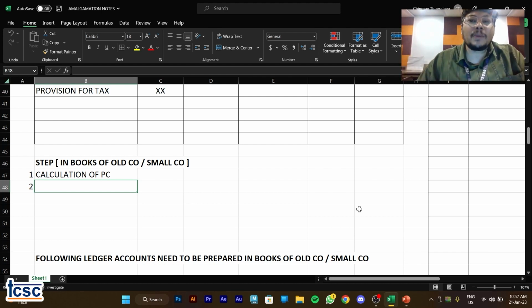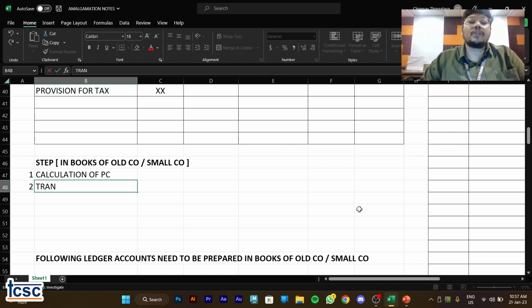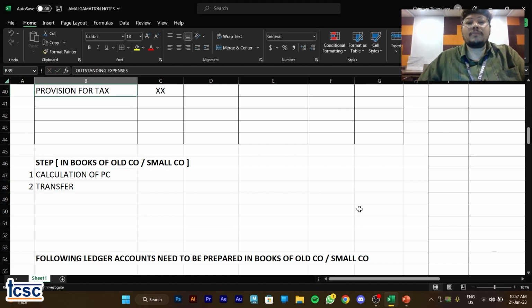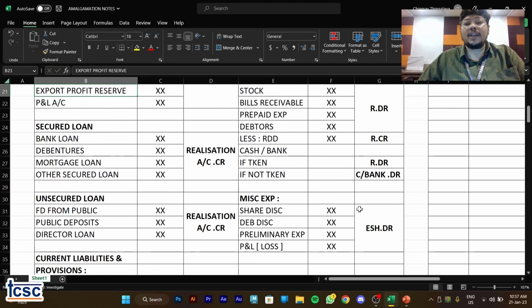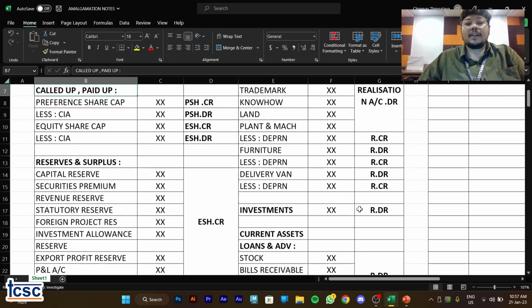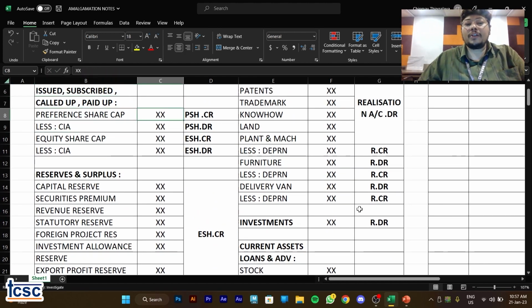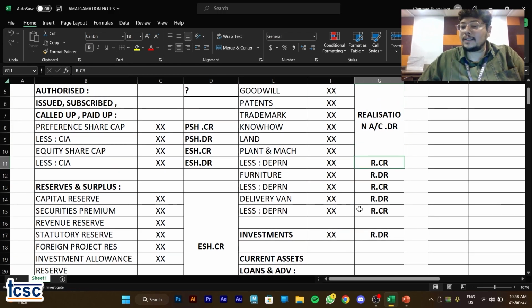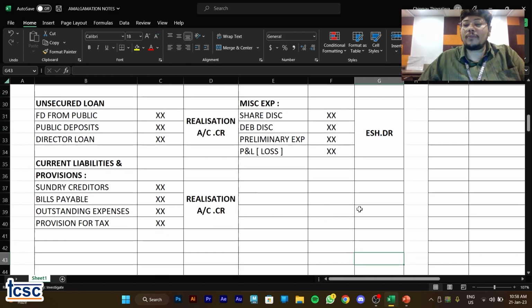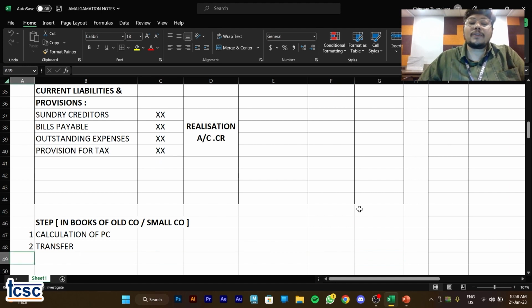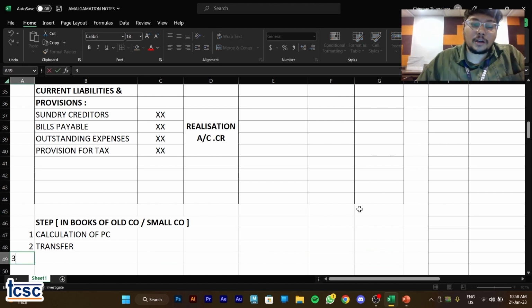So once we read the problem, the first part will be the calculation of PC. Second will be transfer. What to transfer? The balance sheet items to their respective places, as we have done here. You can see preference share capital will be transferred to PSH account credit, assets will be transferred to realization account, and so on. Whatever markings are given, we will be transferring to various different ledger accounts.